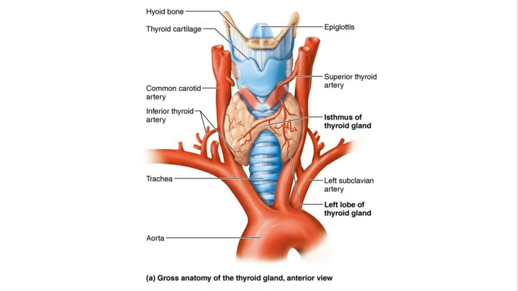Next, we will examine the thyroid gland. The thyroid is a butterfly-shaped gland that wraps around the anterior part of the trachea. It is located just underneath the thyroid cartilage of the larynx and just above the aorta. The gland itself is positioned between the paired common carotid arteries.